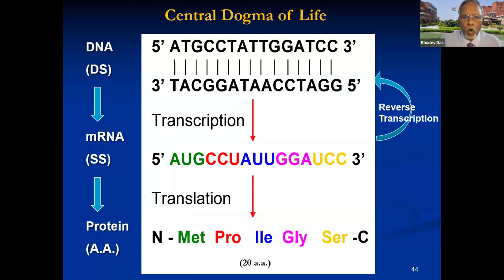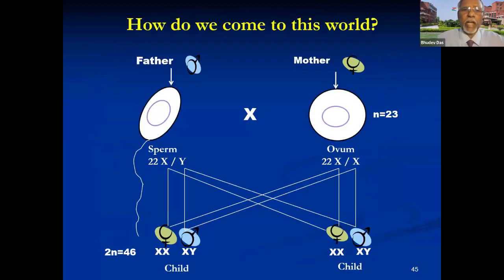These codes are also shown in different colors, and this is the single-stranded mRNA, and this mRNA can be translated into protein. It is shown how AUG becomes methionine, and CCU and the rest, how they are translated into proteins. So this is the central dogma: then proline, isoleucine, glycine, serine, etc. But the main question, how do you come into this world? It is all known to you.